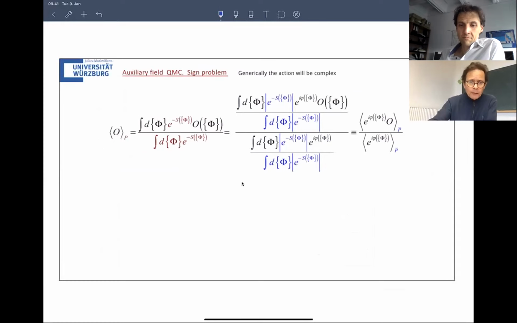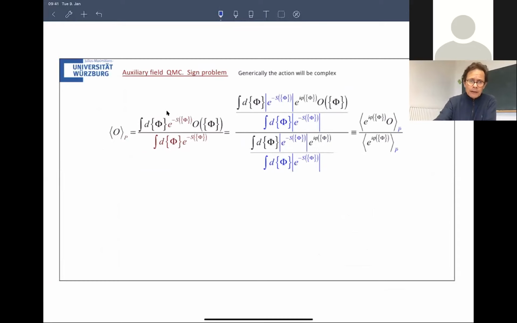So let's assume that S is complex. So I can't use this to sample the Monte Carlo. What I will do is introduce some type of a reweighting scheme. I'll take the absolute value here, and I will essentially sample this. Now to sample this, I have to normalize it. So I divide by this object here, and I have to also take into account the partition function.